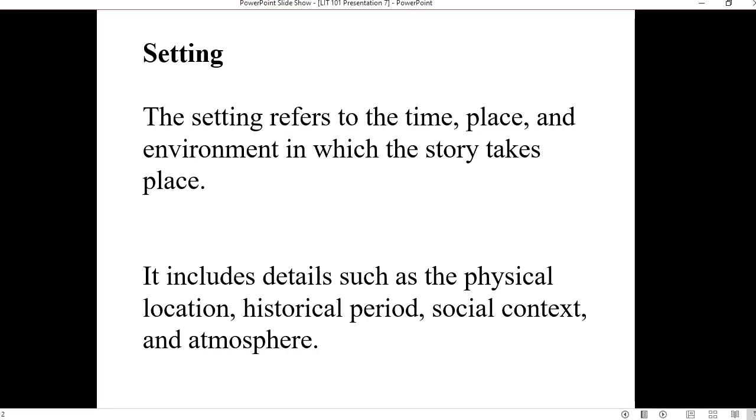There is no story that is told in a vacuum. Every story must take place at a particular place and a particular time. So when we talk about setting, we are talking about the time and the place in which the story in a narrative work takes place. Under this, we can talk about the physical location, historical period, social context, and the atmosphere.